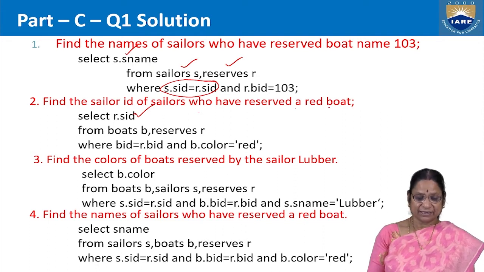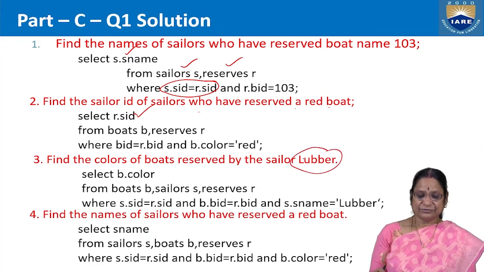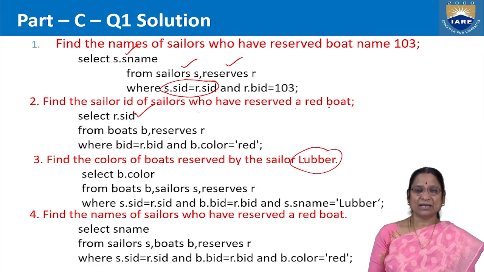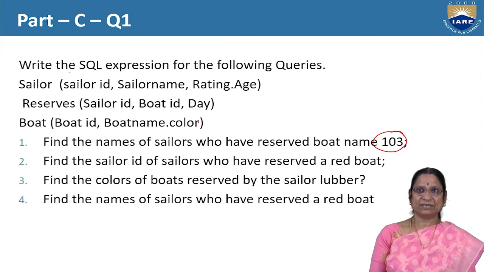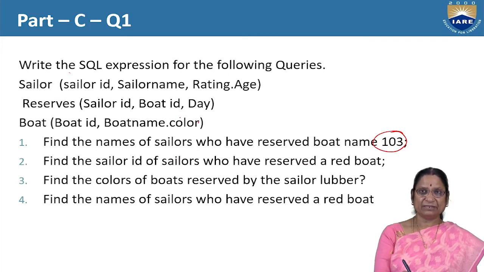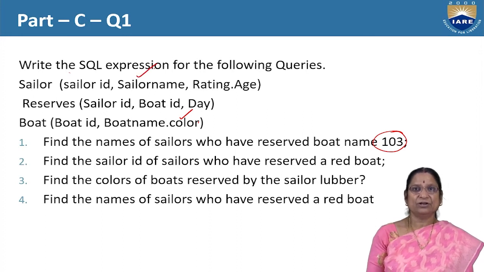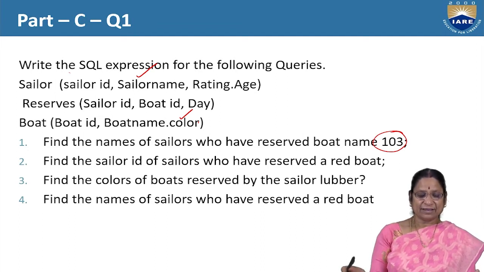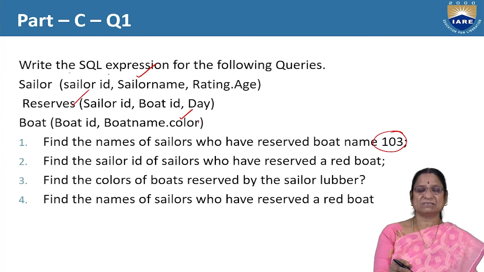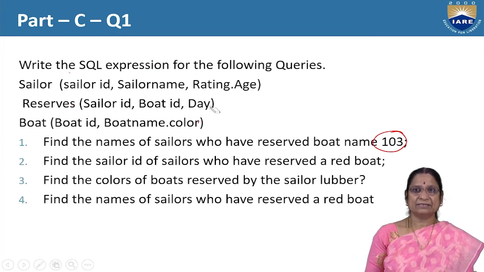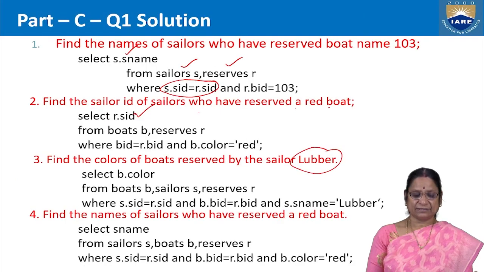The next query is: find the colors of the boats reserved by the sailor. Sailor name is given here. So colors of the boats are available. Please observe here. Colors of the boats are available in the boat relation, but sailor name is available in the sailors relation. Two things are there actually: one is filtration, another one is the output we need. But these two don't have any common attributes, so the third relation must be considered by us as a related relation. As a part of that, we are going to discuss the third one here.